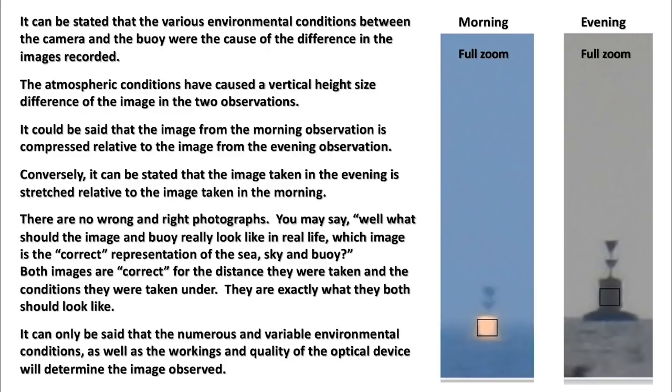You may say, well, what should the image and buoy really look like in real life? Which image is the correct representation of the sea, sky, and buoy? Both images are correct for the distance they were taken and the conditions they were taken under. They are exactly what they both should look like. It can only be said that the numerous and variable environmental conditions as well as the workings and quality of the optical device will determine the image observed.